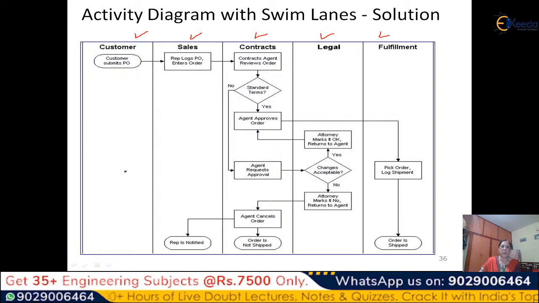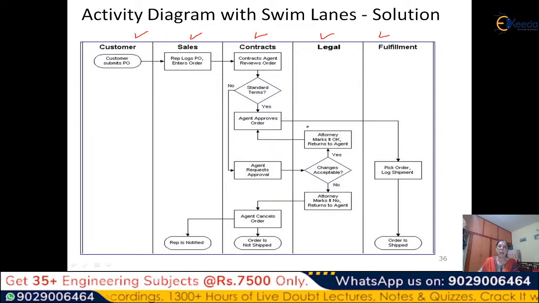So again it will come back. It will go here and again it will come back. And if it is approved, then it will come here and the order is shipped. Otherwise, it will come to the attorney. If the attorney accepts, then it will go back to the contract department, and the contract department will finally approve the order. This is only a kind of advice that they will ask from the legal department. So I think the concept is now clear.